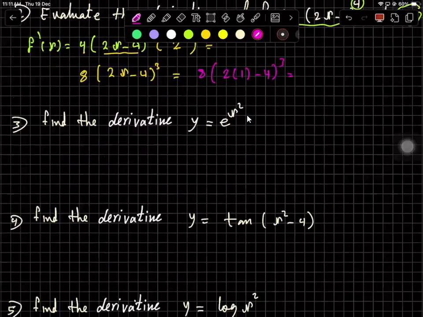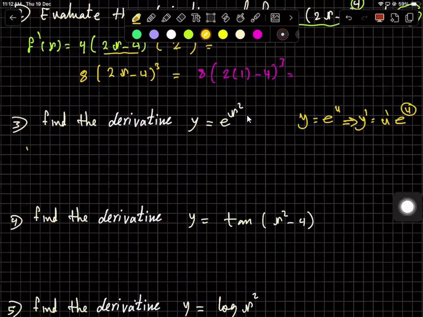Number 3, y equal e to the power x power 2. For the derivative here, follow this rule. If you have e power u, its first derivative y prime will be the same, e power u, times u prime. So the derivative of the exponent is the same. Here, y prime is the same e to the power x squared multiplied by the derivative of this exponent, which is 2x. So 2x multiplied by e to the power x squared.